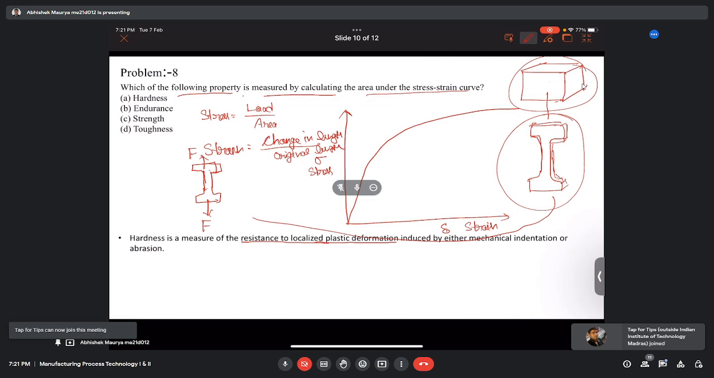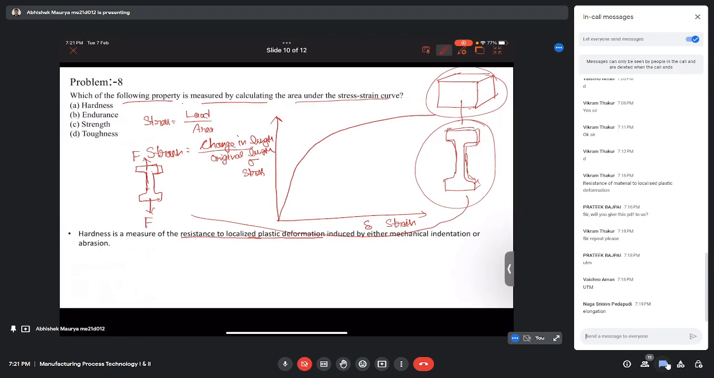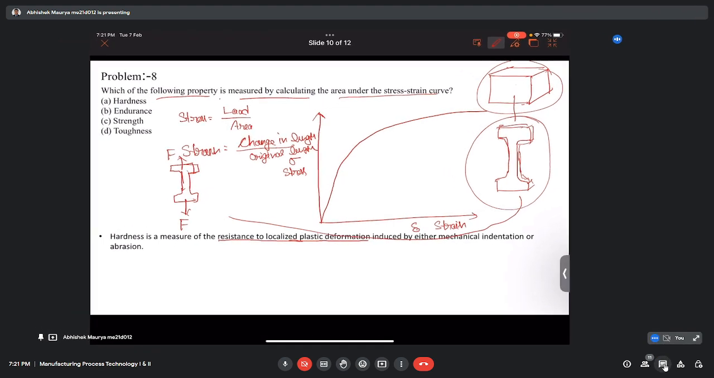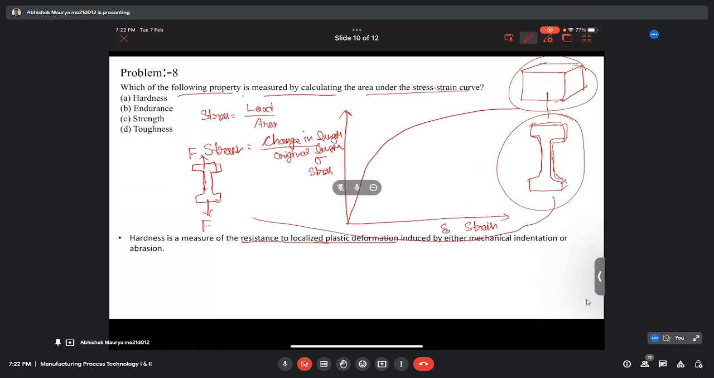And if we apply some force on any material, what will happen? Has anyone already told? I think, yeah, Srinivas. Yeah, if we apply some load, then what will happen? The material will elongate.